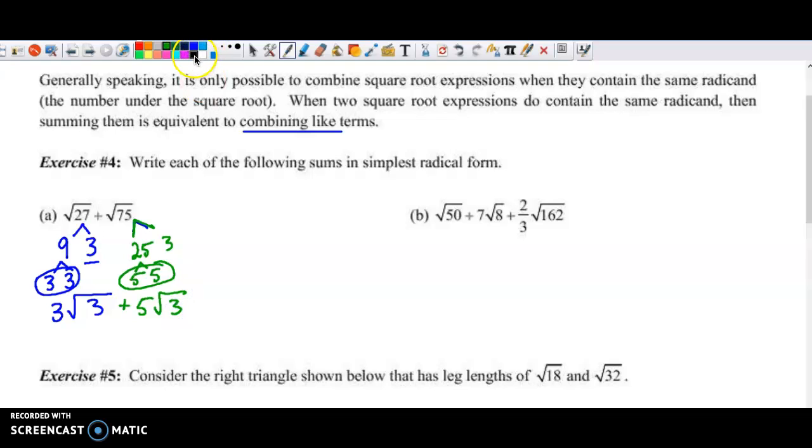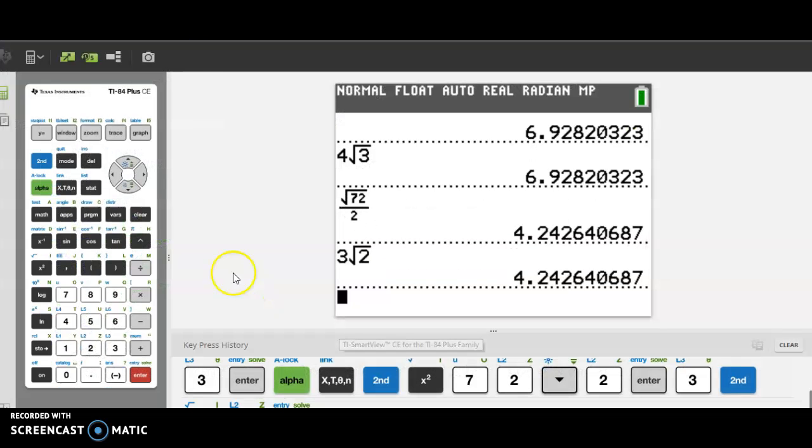And the whole thought process, like I've said earlier, is you can think of this as like 3x plus 5x is equal to 8x. That's what's happening here. 3 root 3 plus 5 root 3 is equal to 8 root 3. And again, you can use your calculator to check your work.